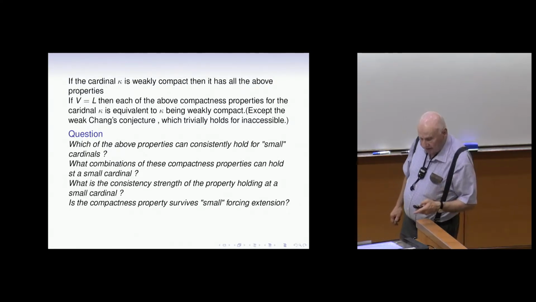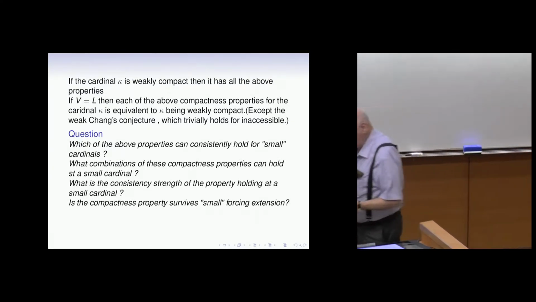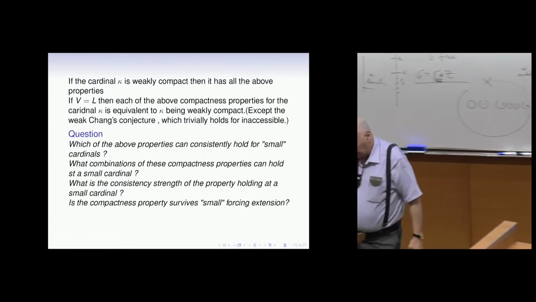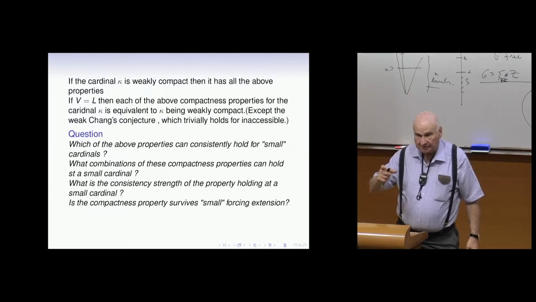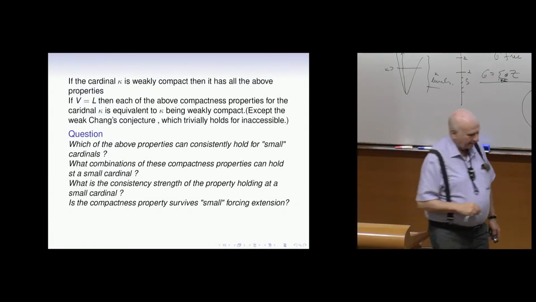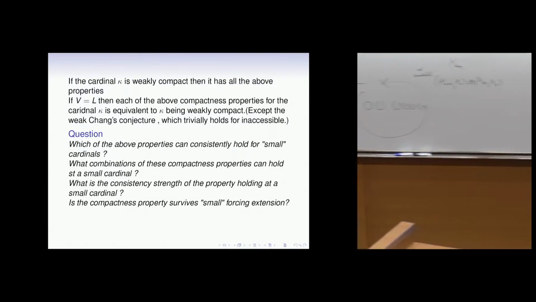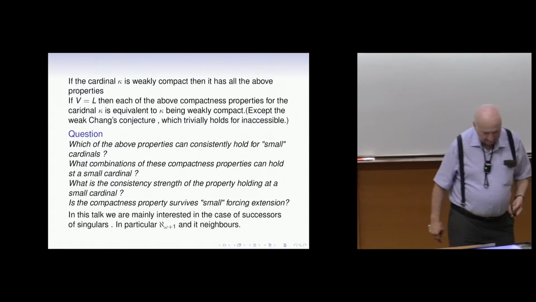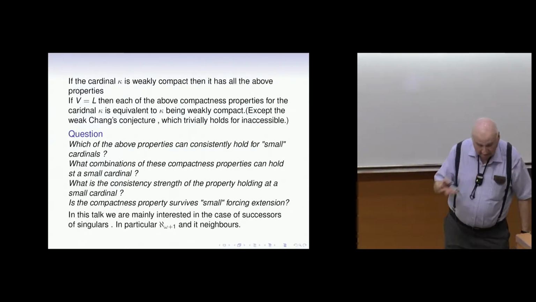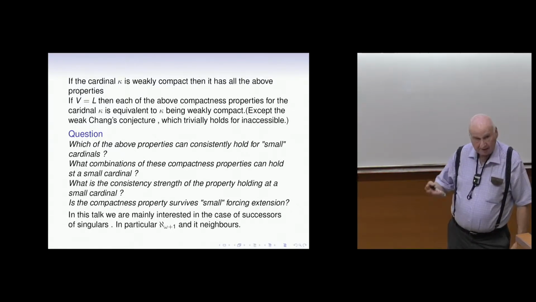Now, does the compactness property survive small forcing extensions? You see, one feature of the large cardinal axiom is the fact that if you do a forcing extension of size less than that cardinal, then it preserves this property. That's almost a definition of the concept of a large cardinal axiom. Okay, in this talk, we'll mainly be interested in successors of singular cardinals. Particularly Aleph Omega plus 1 is the first successor of a singular cardinal, and this will be of my main interest.